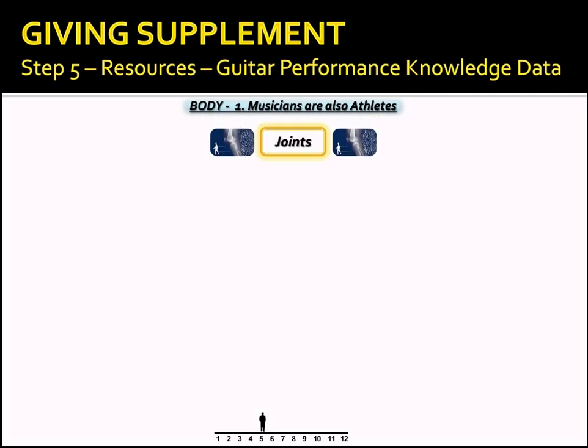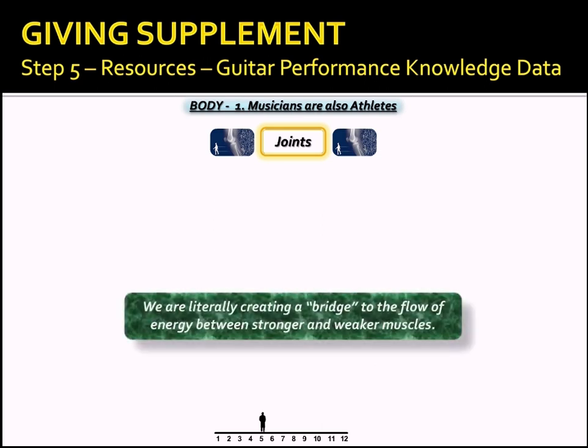There is a concept that you need to learn in order to fully use your joints' potential and increase your technique. This concept can be called locking a joint. Abel Carlevaro used to call this fixación. When we lock a joint, as shown in the following video, we are literally creating a bridge for the flow of energy between stronger and weaker muscles.